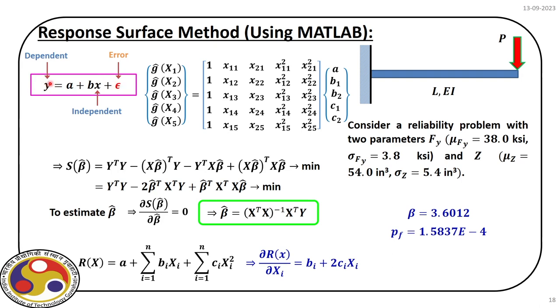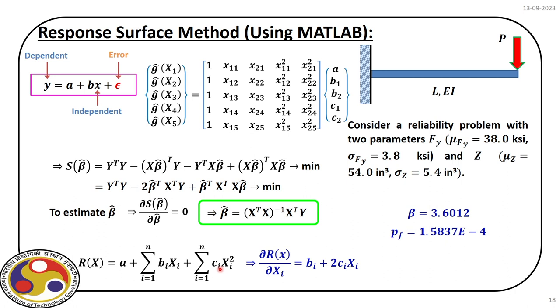So we have, these are the observations equal to the model that we fit. In this case, we have a linear model plus the error. Now, this is a linear model. Obviously, in our case, we have a response surface which is quadratic without cross term. So we have a constant plus bi xi plus ci xi square. Now, in this case, we have altogether 2n plus 1 unknowns, and we generate support points.